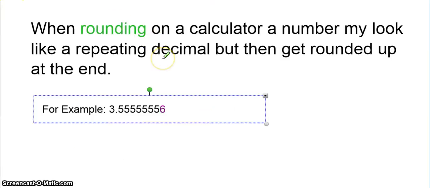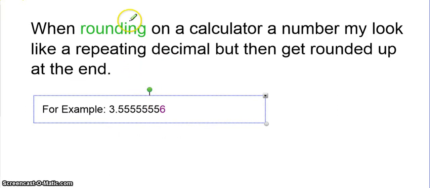When we're talking about rounding, when rounding on a calculator, a number may look like a repeating decimal, but then get rounded up at the end. So some calculators, it really depends, and we'll look in class at the different calculators, and some round, some don't. At the end, some calculators will write it out as 3.555555, and it will end as a 5 on the calculator. And some will go 3.55556 at the end, and they'll round up the last digit.